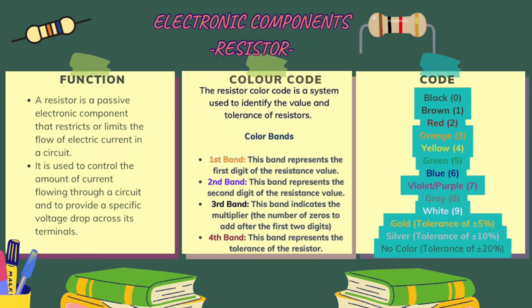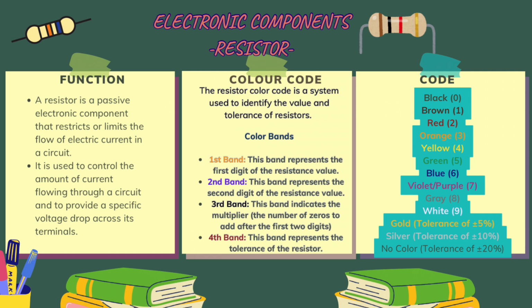It has 4 color bands. The first band represents the first digit of the resistance value. The second band represents the second digit of the resistance value. The third band indicates the multiplier or the number of zeros to add after the first 2 digits. And the fourth band represents the tolerance of the resistor.